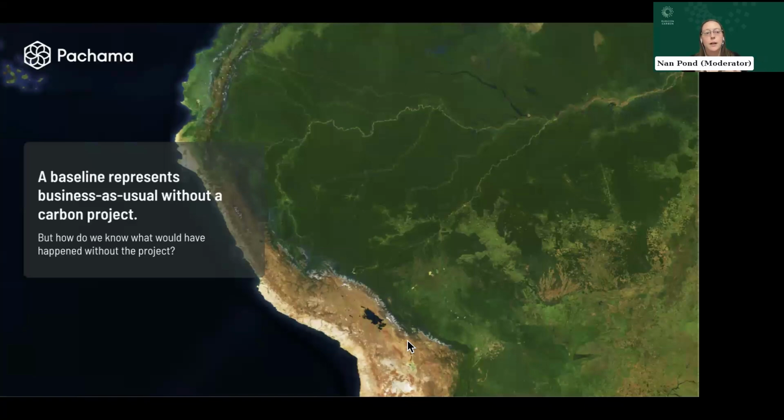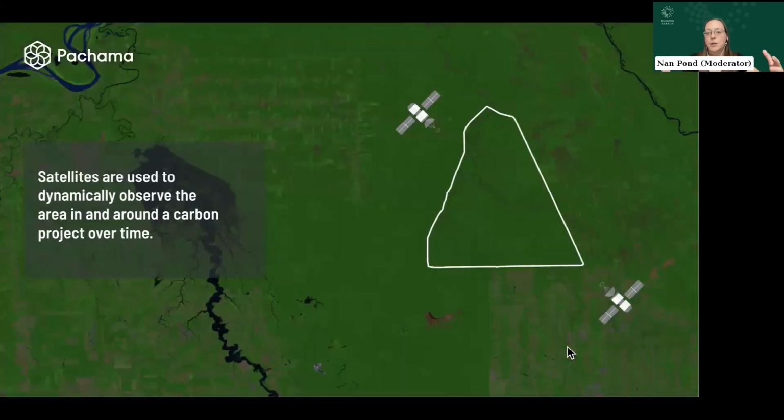So to start, we all understand that a baseline represents the business as usual, the counterfactual of what would have happened in the absence of a carbon project coming in and changing something. To understand what the landscape looked like originally, some parties, like Pachama in this example, and Catherine, can you go to the next slide, are using remotely sensed monitoring approaches. So satellite data perhaps is dynamically observing day in and day out on some regular cadence what's happening within a project area and its surroundings over time.